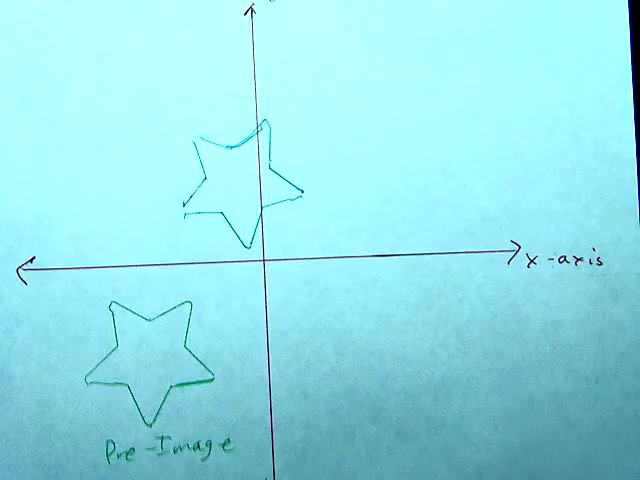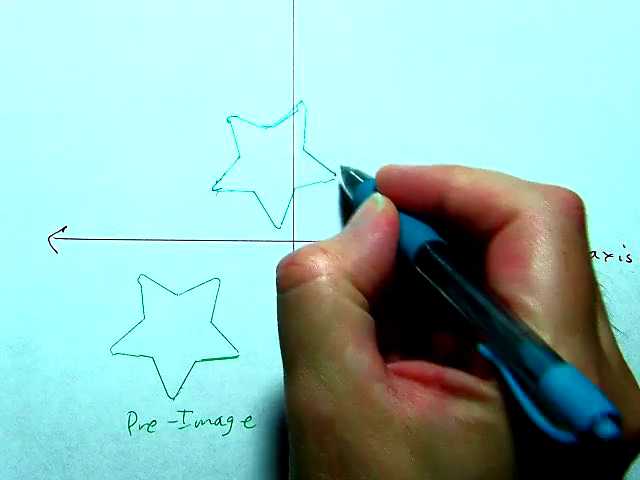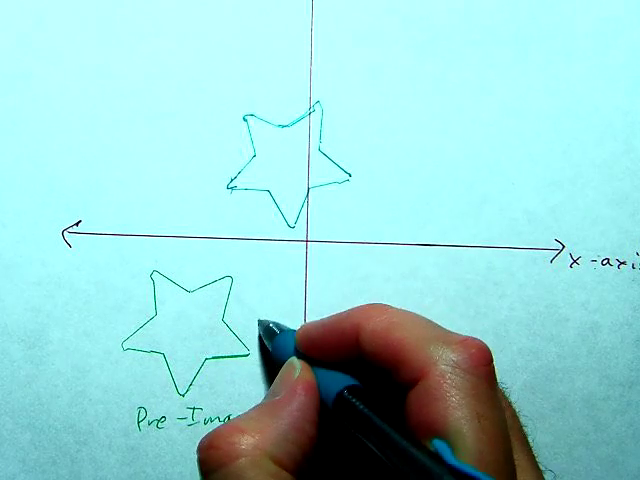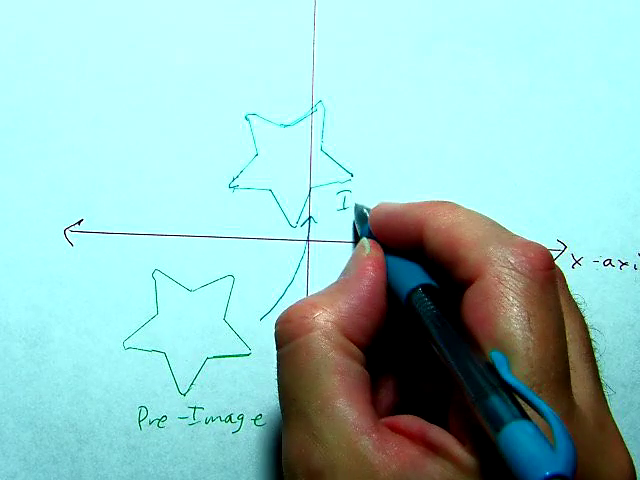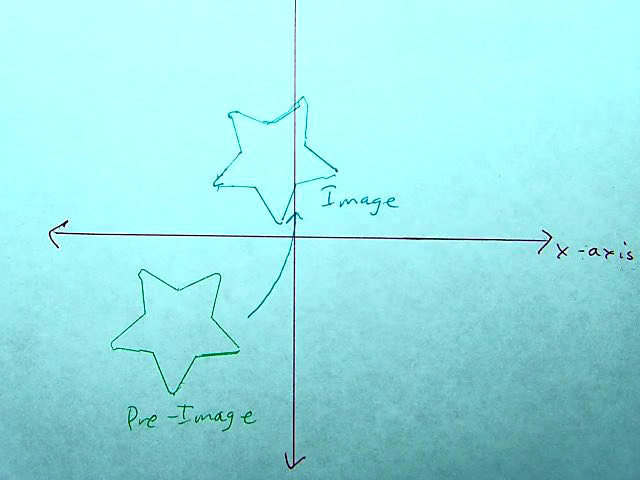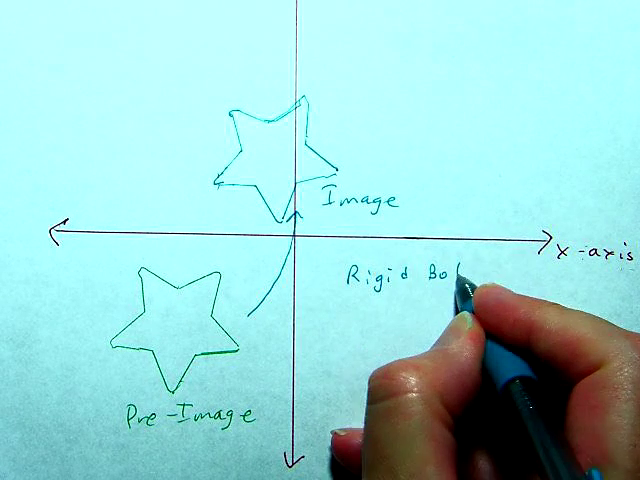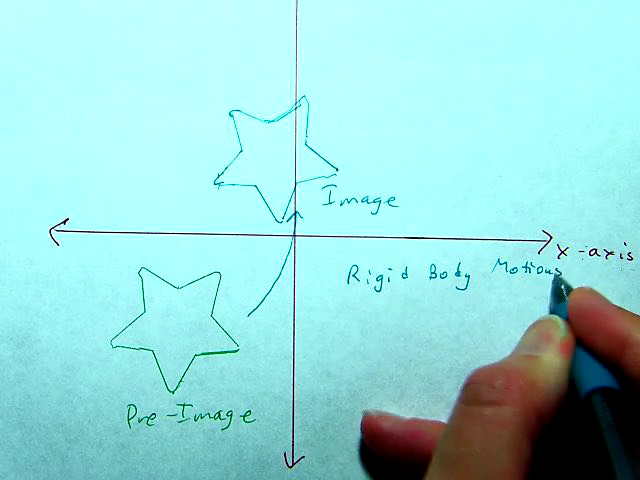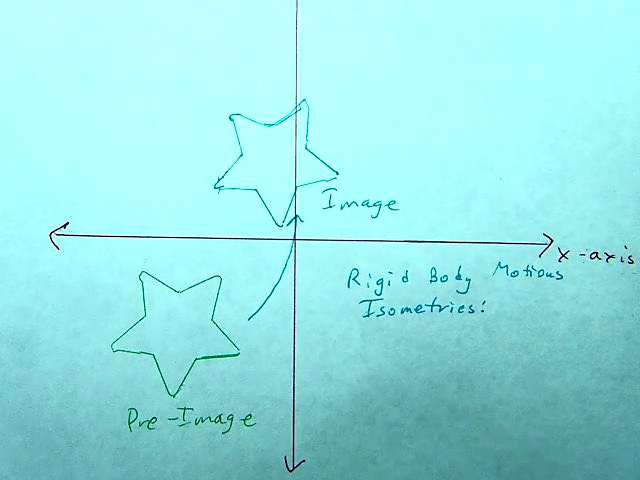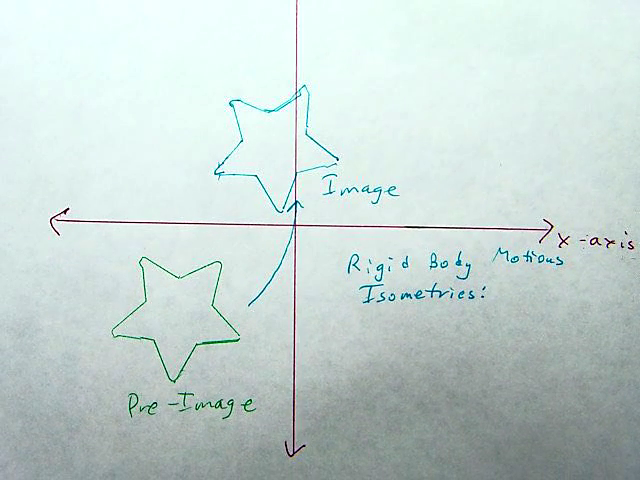And I think you could tell, to the best of my drawing ability, that these two figures are congruent, because they're basically made of the same solid wood chip. We started with a pre-image here, and then we essentially moved it somewhere else in the plane, and we ended up with an image over here. Rigid body motions, which are also called isometries, preserve distance, angle measure, betweenness, and collinearity.